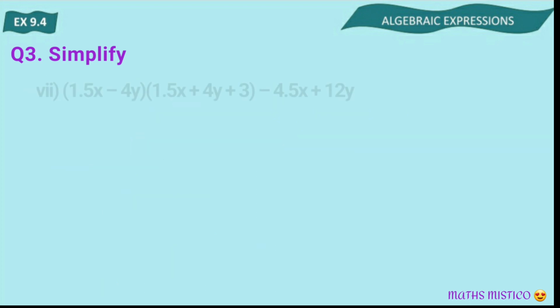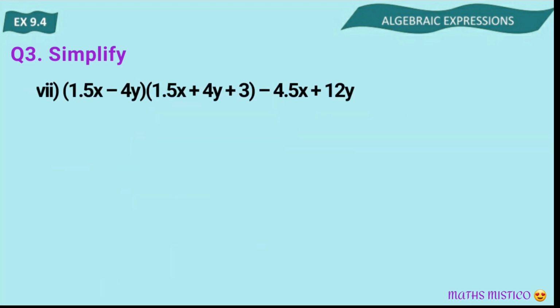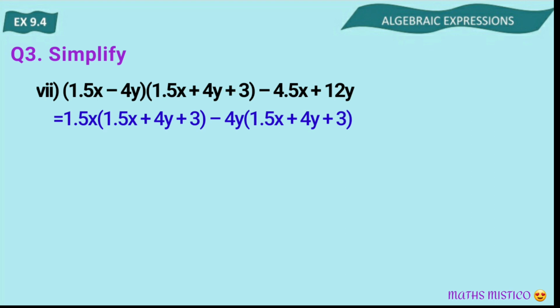In the next part, we have a product followed by 2 terms. So as per BODMAS, we will first open the brackets and we get 1.5x into second bracket minus 4y into second bracket followed by minus 4.5x plus 12y. Children, please keep in mind that never leave any term in any step. Further, we will multiply the monomials by the terms of the bracket.